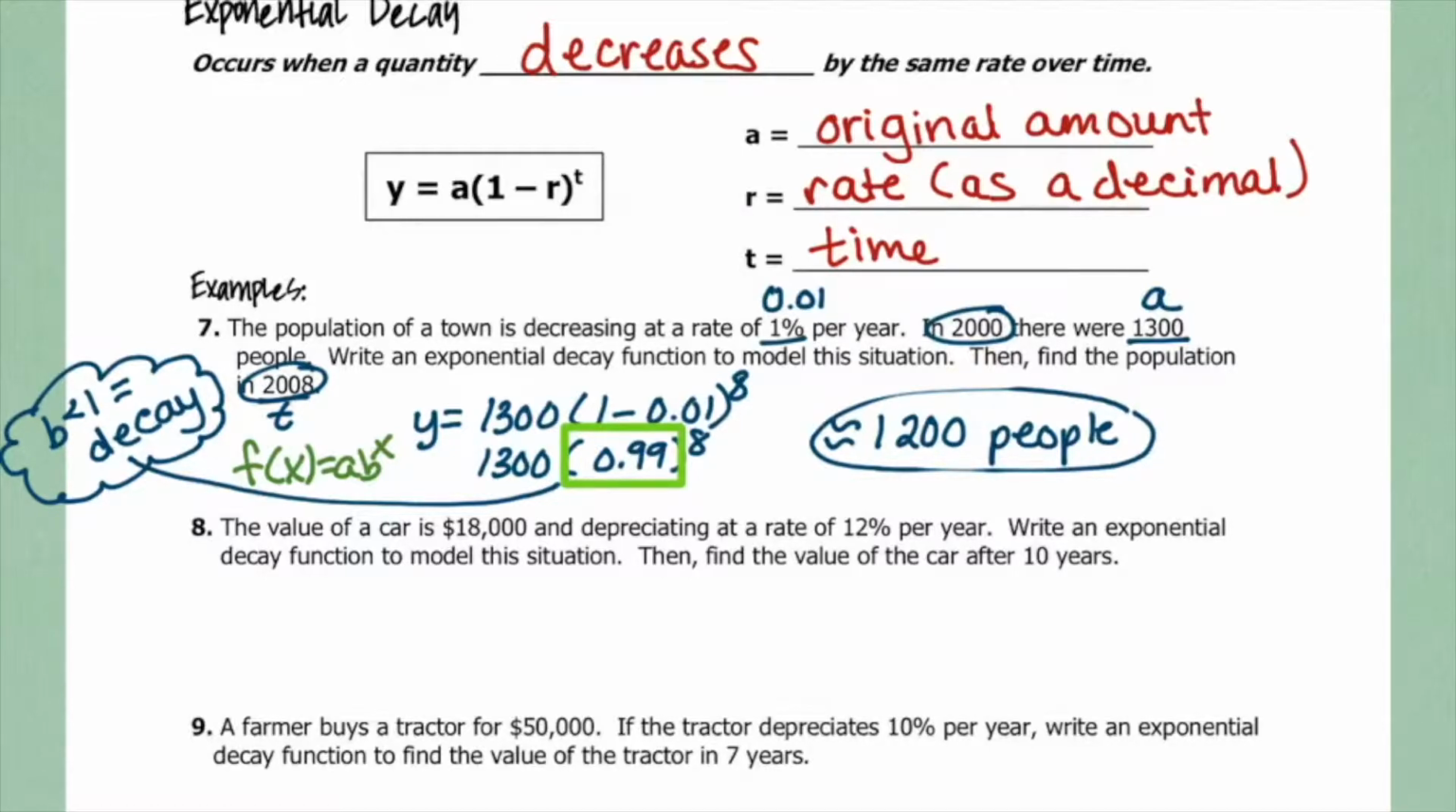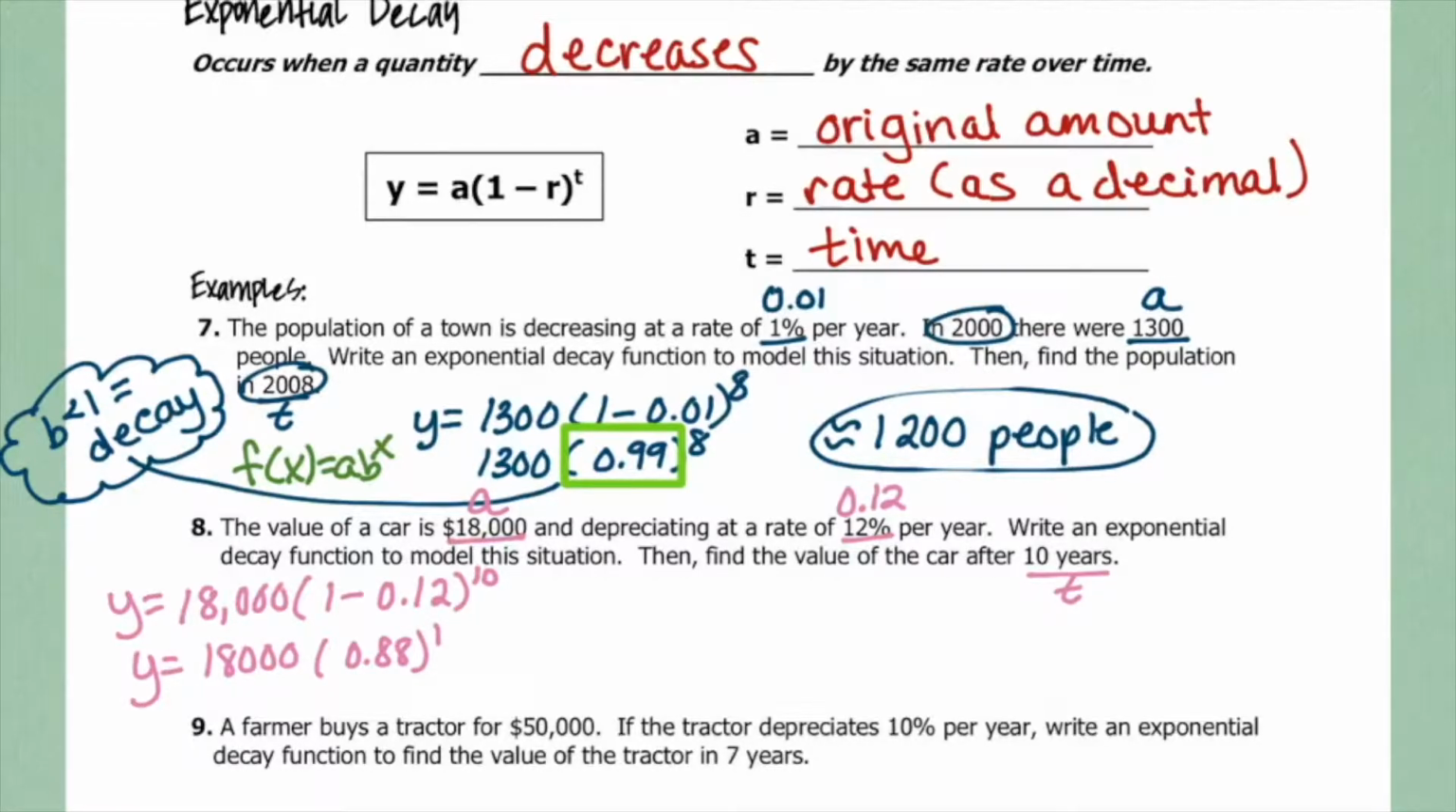Number 8, a car is depreciating, which means the value of it is going down. It started out at $18,000 when you bought it. It's depreciating by 12% each year. So A is 18,000, 12% we can convert to 0.12. And we need to find out how much the car is going to be worth after T, or 10 years. So we plug in A is 18,000. The R will be 0.12, and this is depreciating, which means it's going down. So we do 1 minus the R instead of 1 plus the R. And then T is 10. So 1 minus 0.12 is 0.88. Raise that to the 10th power.